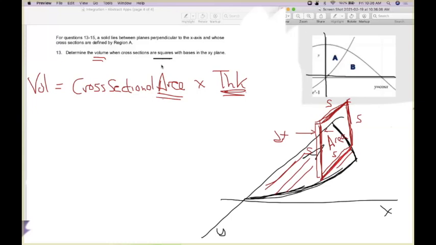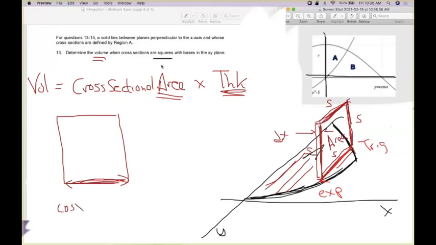Well, for this particular question, that's defined by the difference between our upper curve, this is the trig curve, minus the lower curve, and this is the exponential curve. So if we were to look at the cross-section of this thing, I'm going to take this one particular piece that we've got, and this distance right here is going to be defined by the cosine of x minus e to the x minus 1. That's going to be the side length.